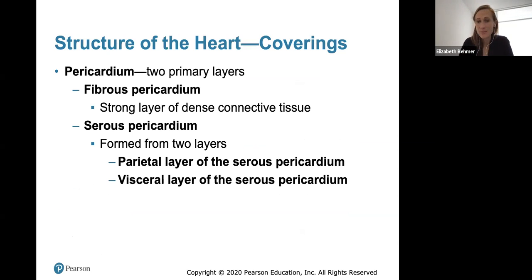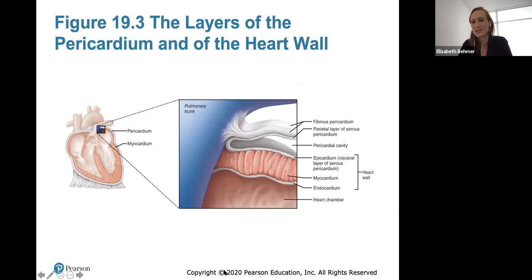The pericardium is the covering. It has 2 primary layers. The fibrous pericardium is the strong layer of dense connective tissue, and the serous pericardium forms 2 layers: the parietal layer of the serous pericardium and the visceral layer of the serous pericardium. And this is just the layers of the pericardium and how we describe the heart wall.